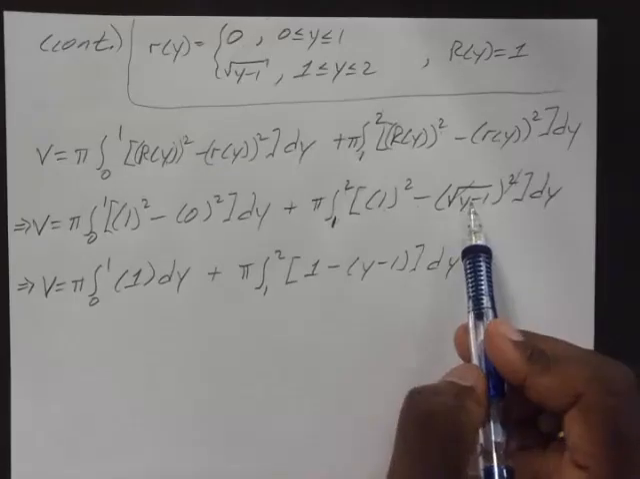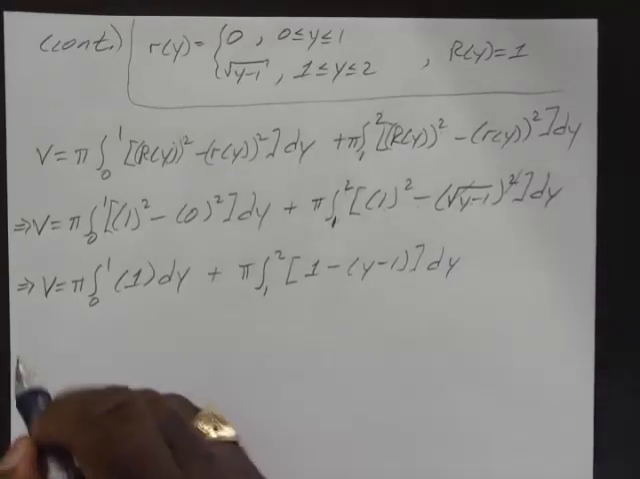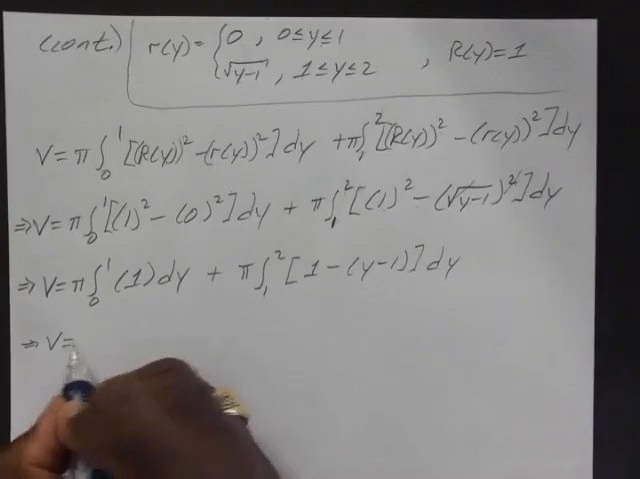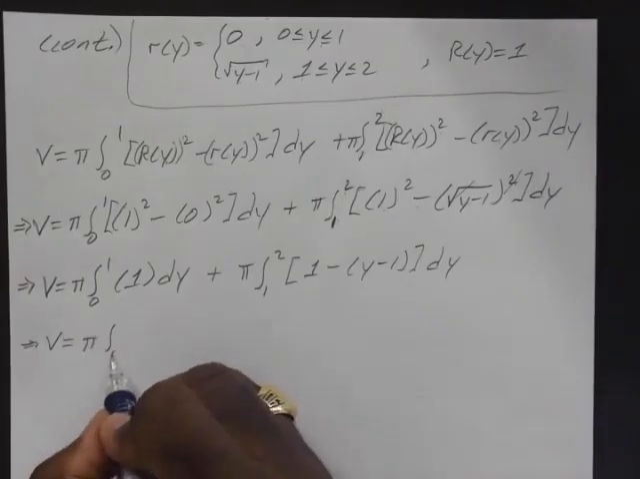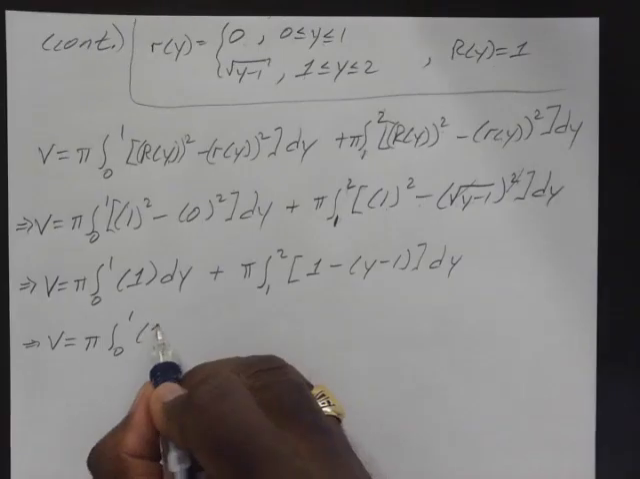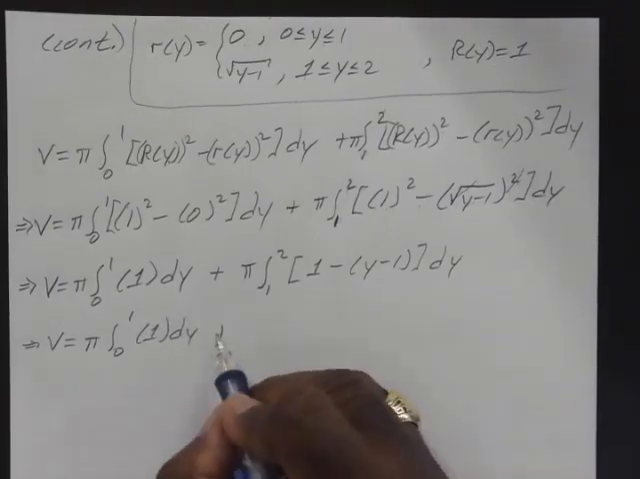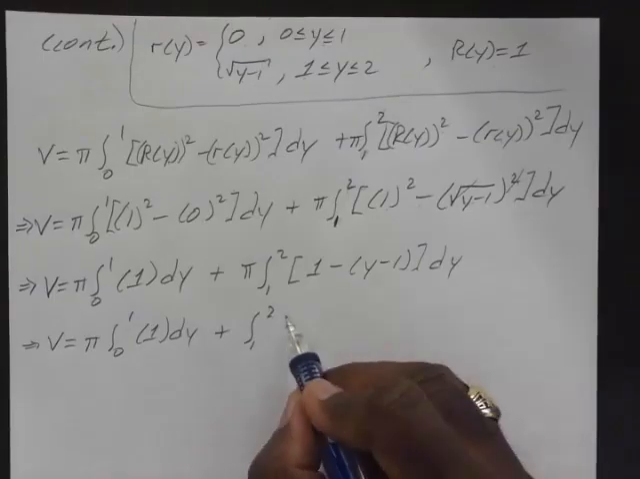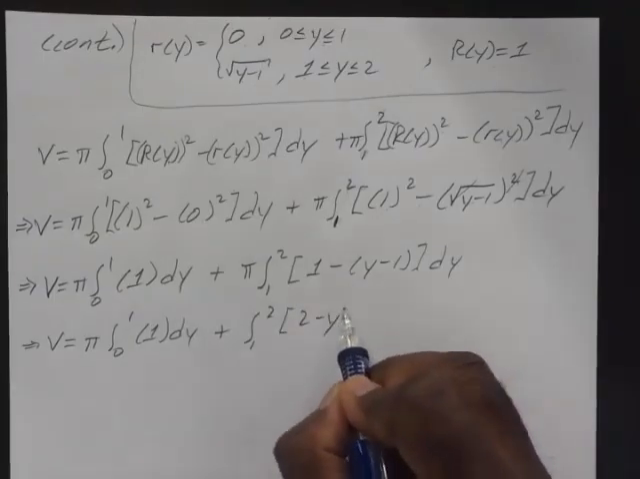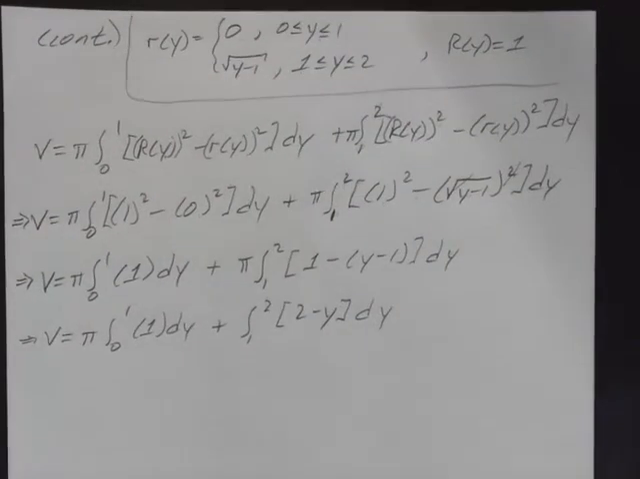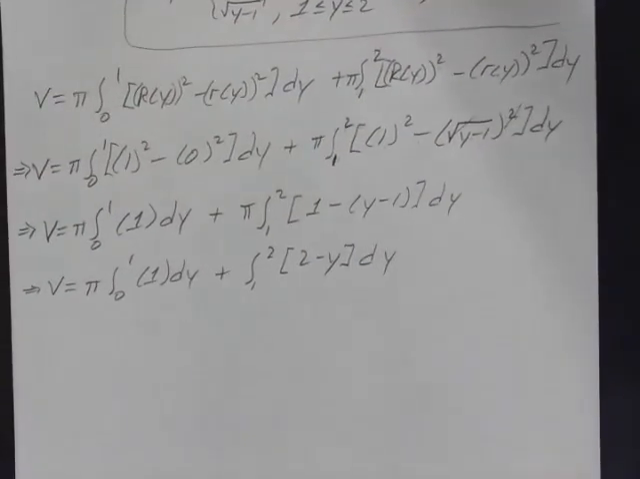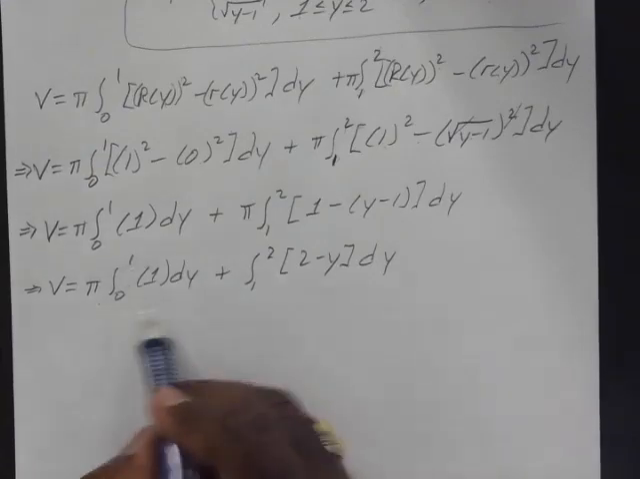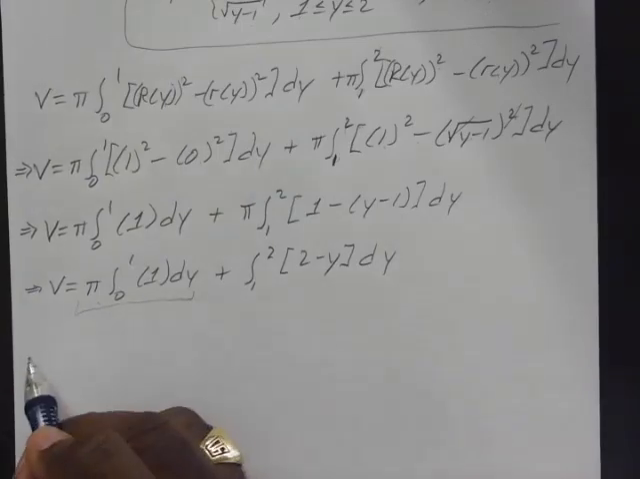If you wanted to, you could have gone from here and just made this 2 minus y, but I didn't want to skip steps. So we just make that pi times the integral from 0 to 1 of 1 dy plus the integral from 1 to 2 of 2 minus y dy. And then we can just go ahead and integrate these separately.